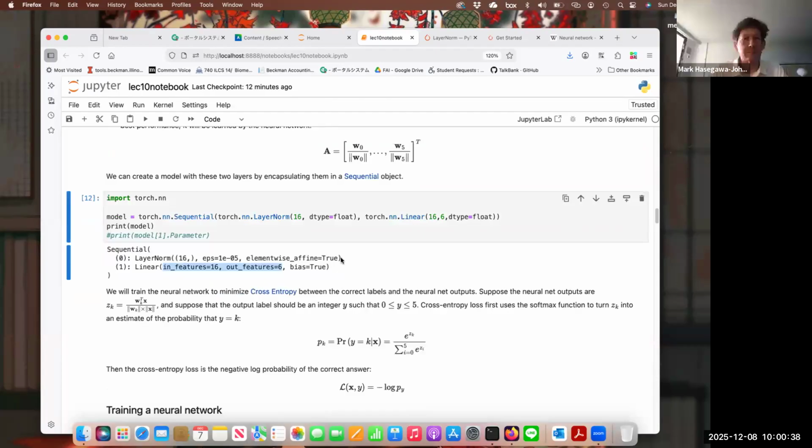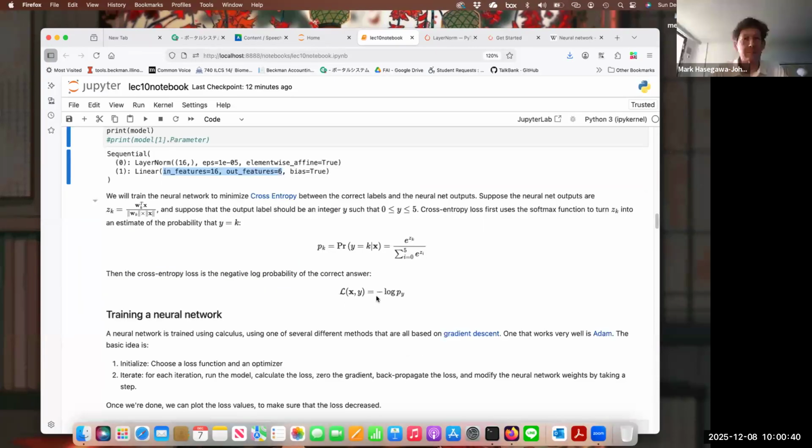The cross entropy is the negative log probability. So if we minimize the negative log probability, that means we're maximizing the log probability. That means we're maximizing the probability of the correct label. If the correct label is y, then we want to maximize the probability that y is equal to k, given the input vector x.